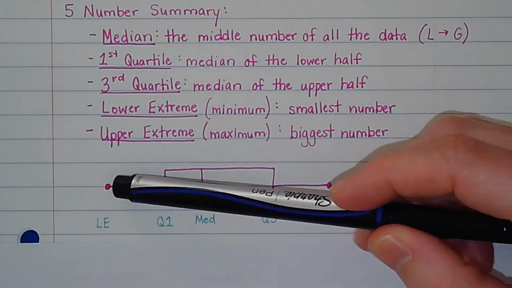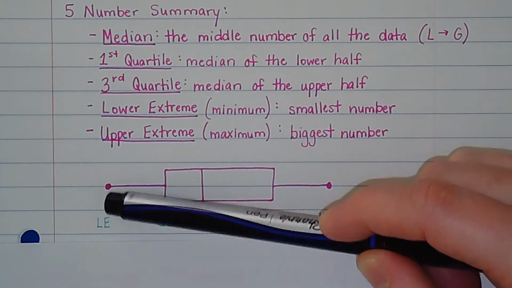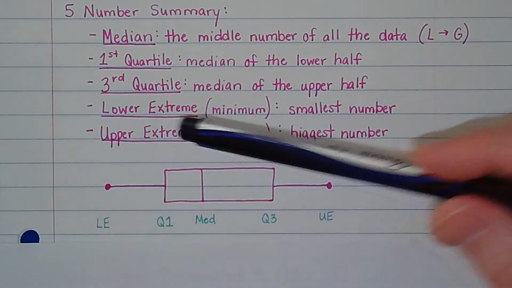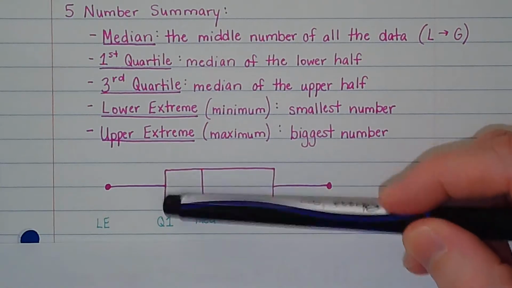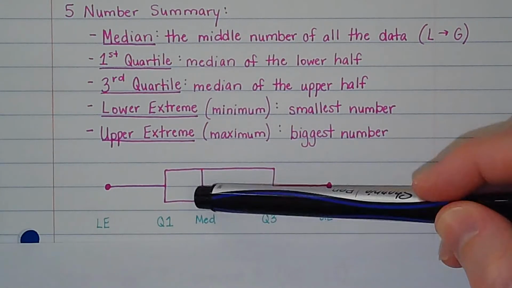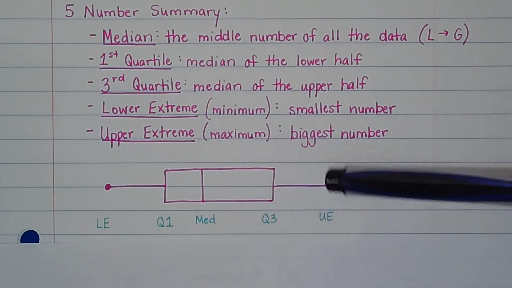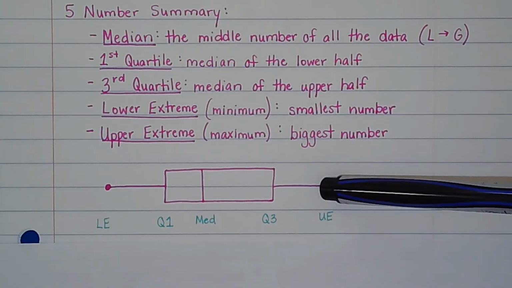All right, so this number over here is your lower extreme. So this number right here would represent your smallest number. This one right here is your first quartile. Here's your median. Here's your third quartile, and then here's your upper extreme, your biggest number, okay?